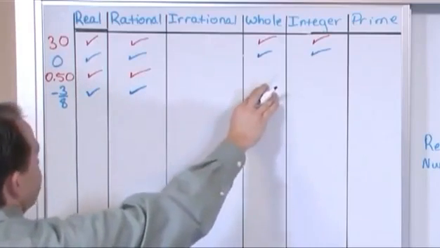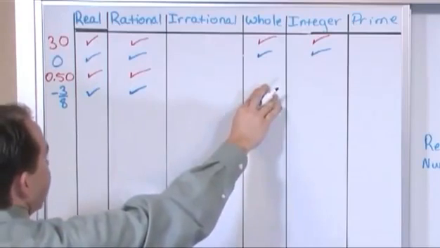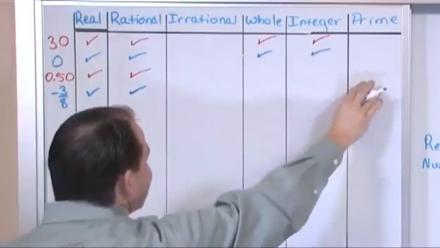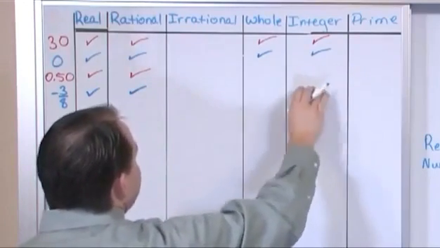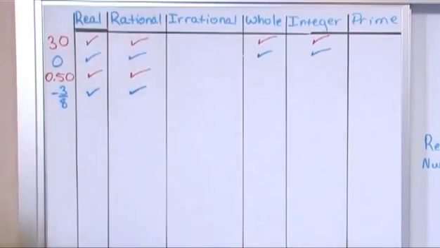It's not a whole number, because those are 0, 1, 2, 3, 4, 5, whatever. It's not an integer. It's not prime, because all of these are basically numbers like 0, 1, 2, 3, 4, 5. They can't have fractionals or decimals involved. So this is just real and rational.